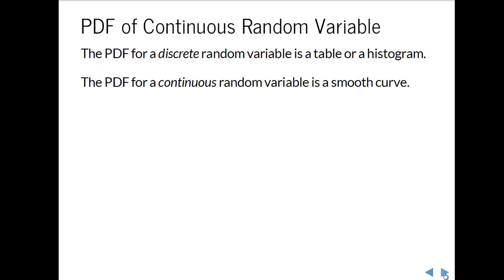When we viewed the PDF, remember the probability distribution function, for a discrete random variable, we looked at tables and then we looked at histograms. Since a continuous random variable can take on numbers in a continuum of values, the PDF of a continuous random variable cannot be viewed as a table or a histogram, but rather it's viewed as a smooth curve.